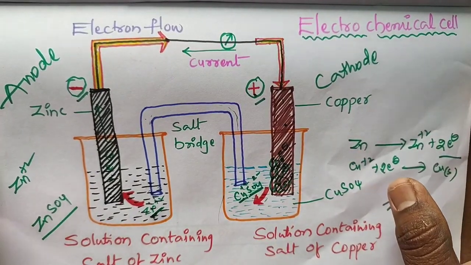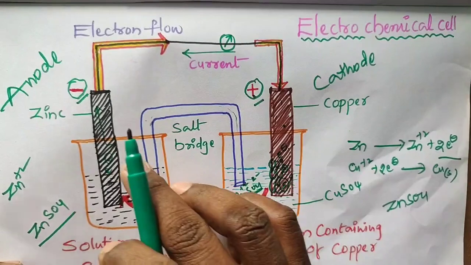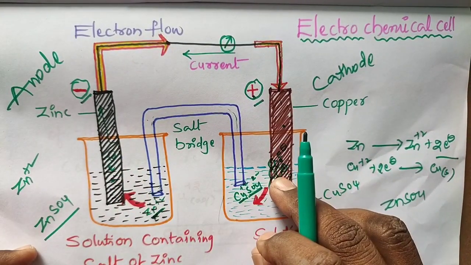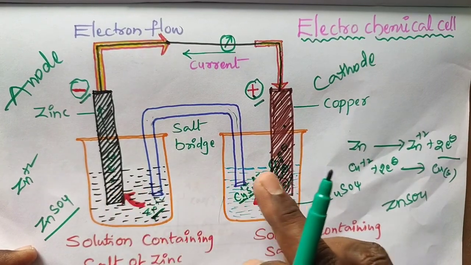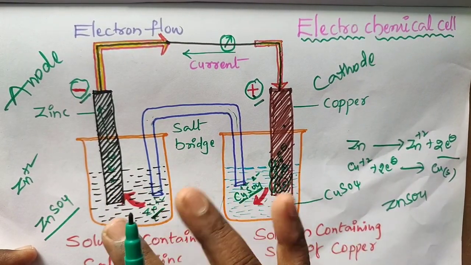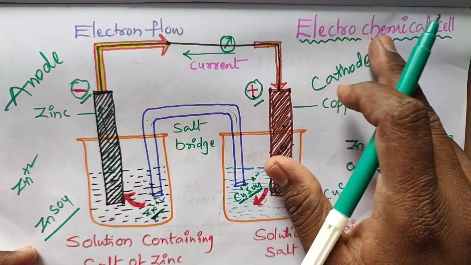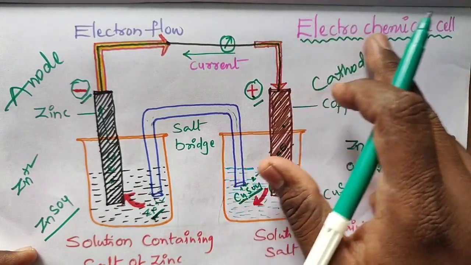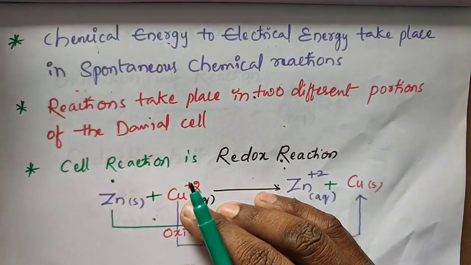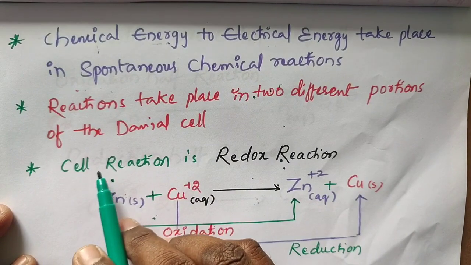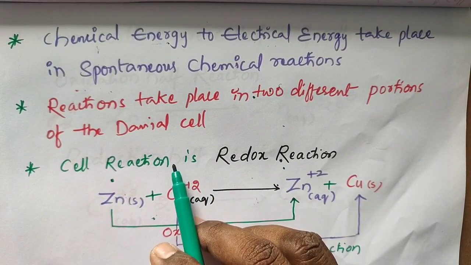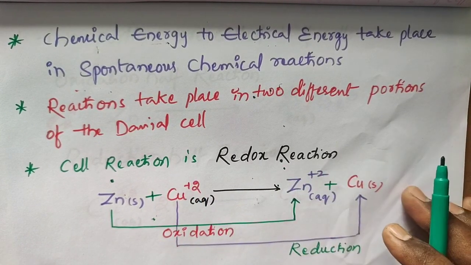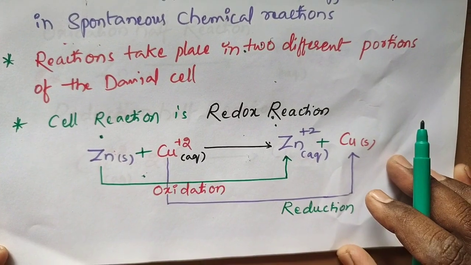Now we observe it from the reaction point of view. This part contains a reaction and this part contains a reaction. These two portions we call half cells. So two half cells are present in the electrochemical or galvanic cell. What is the cell reaction that takes place? Oxidation and reduction both take place in this cell, so we call it a redox reaction.